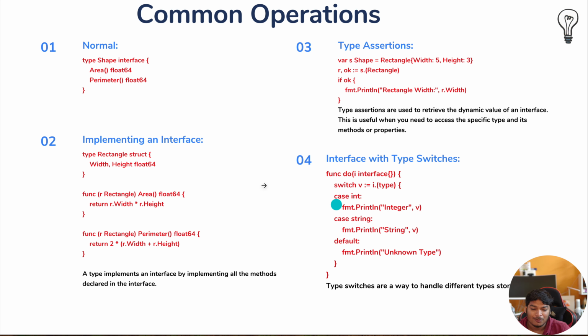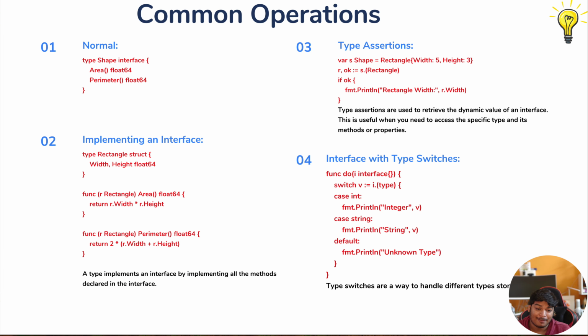Now it's saying case int: if the type that you are assessing is an integer, it will print integer. If the data type is a string, then it will print string. If the value is of an unknown type, it will say unknown type. In the example that I'm going to show you right now, you will understand this very carefully. Let me show you the code.